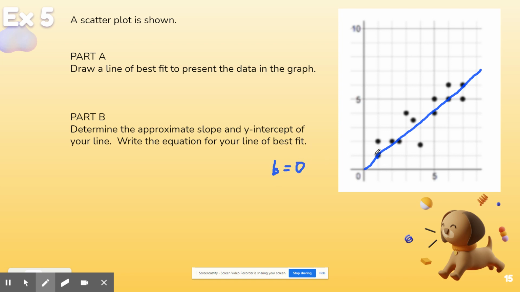And then I could say, oh, well, it goes up 2, 4, 5 and over 2, 4, 6. So I would say the slope is equal to 5 over 6. And then I could write the equation y equals 5/6 x. And then I would just leave it like that because I don't need to put plus 0.